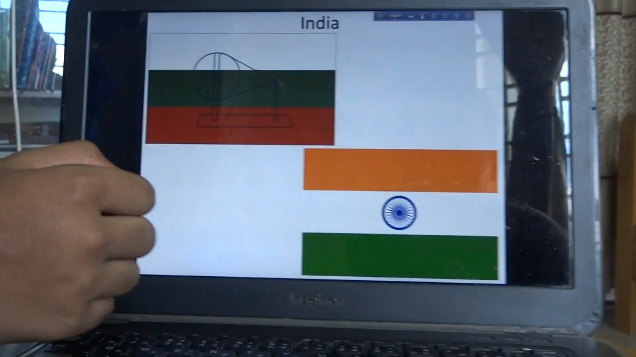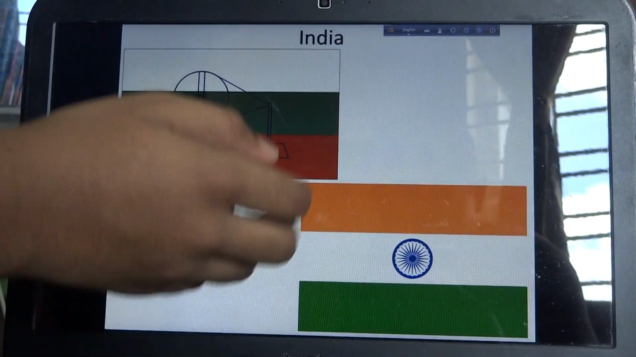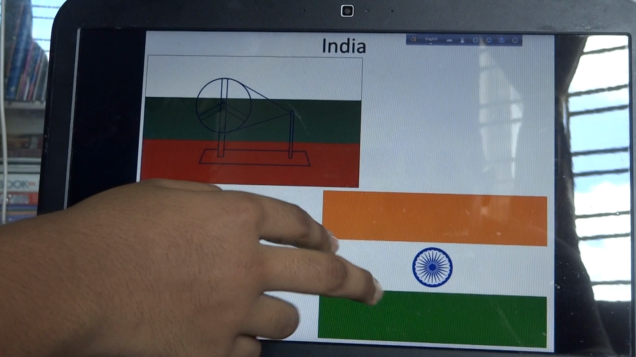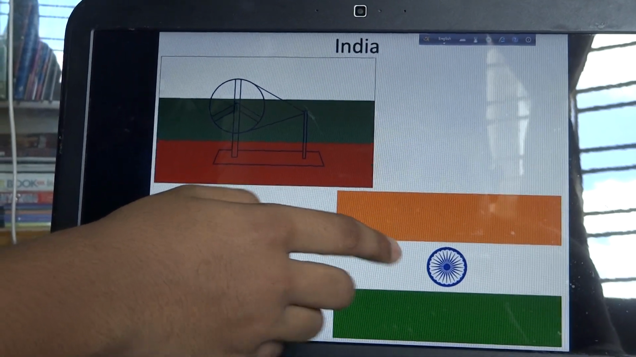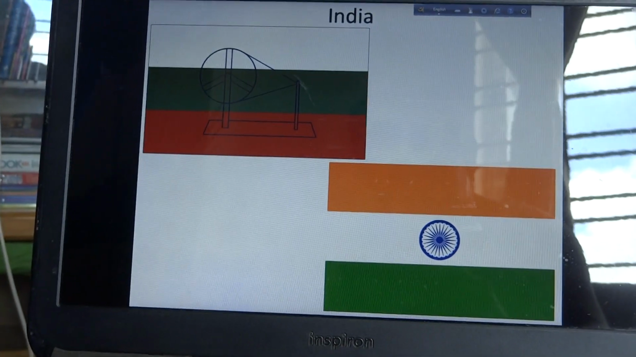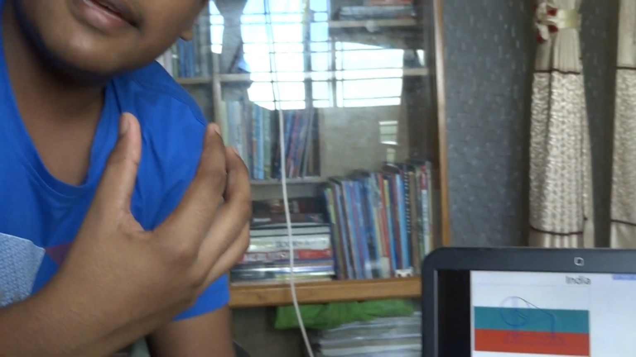This is the flag of India, our neighboring country. This is the modern flag. This was the flag of the Indian Revolution. It is orange, white, and green. Now the orange represents disinterestedness. The leaders of a country must not be self-conceited and must think of the welfare of other people.